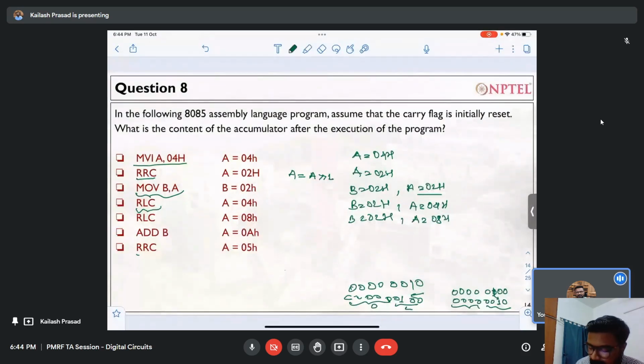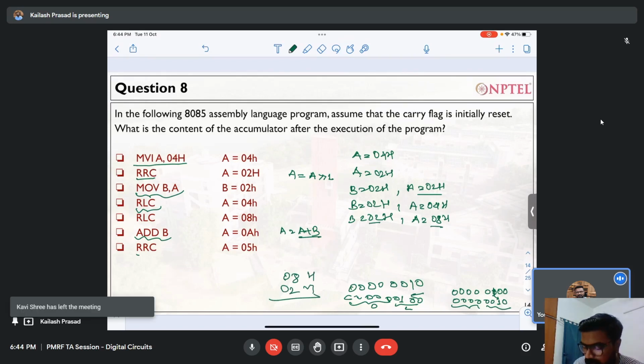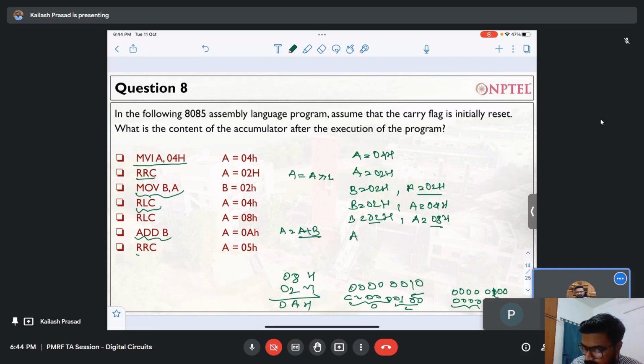After that, what we have written is ADD B. ADD B means A equals A plus B. So A is 08, B is 02. So 08H plus 02H in hexadecimal: 8 plus 2 is 10 in decimal, and in hexadecimal it will be A and 0. So B will remain 02H, however A will become 0AH, and after that you have done a right shift.